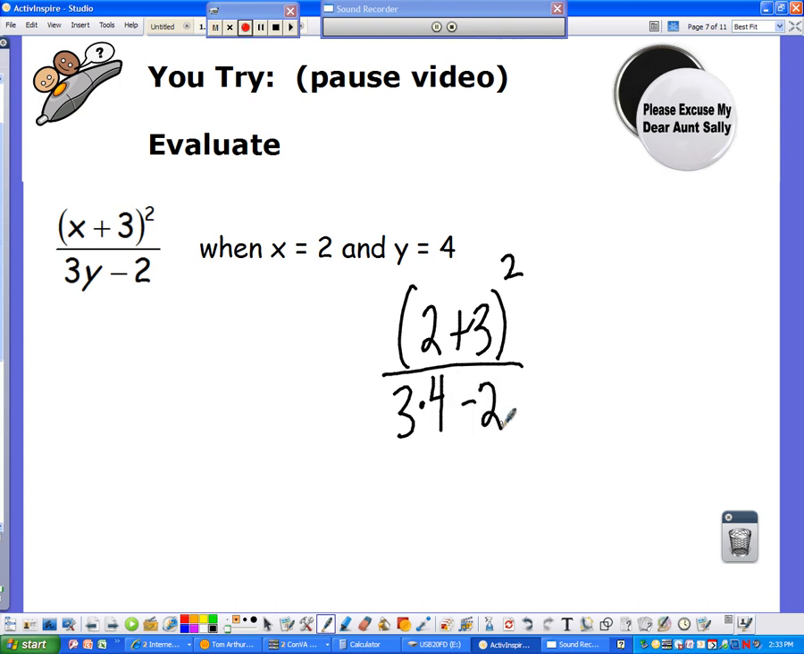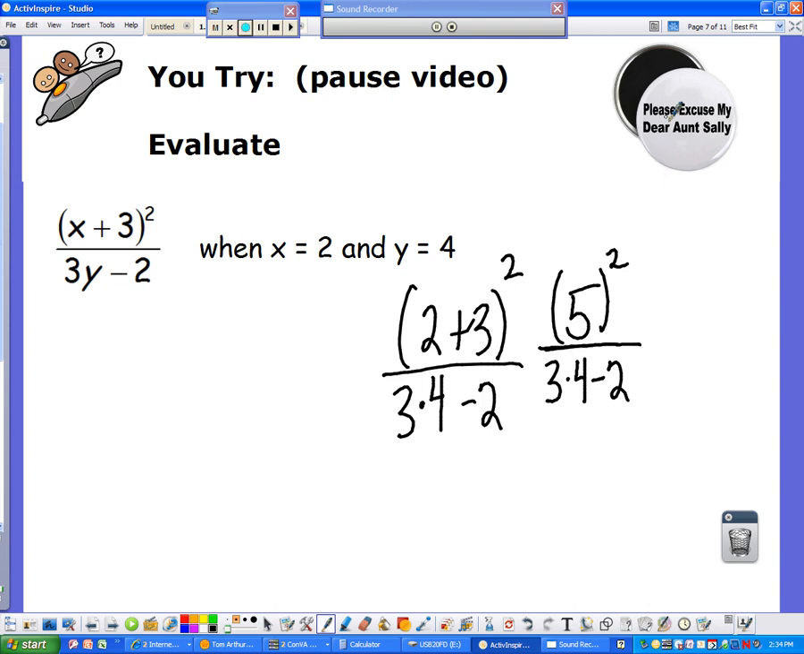So now that we've substituted all the x's and the y's, we're going to follow the order of operations. So we're going to take all of the parentheses. In this case, 2 plus 3 will give us 5. And then we have to square the 5. On the bottom, we have 3 times 4 minus 2. And we need to treat the fraction bar just like we would a parenthesis. So we need to do everything on top first, then we'll do everything on the bottom.